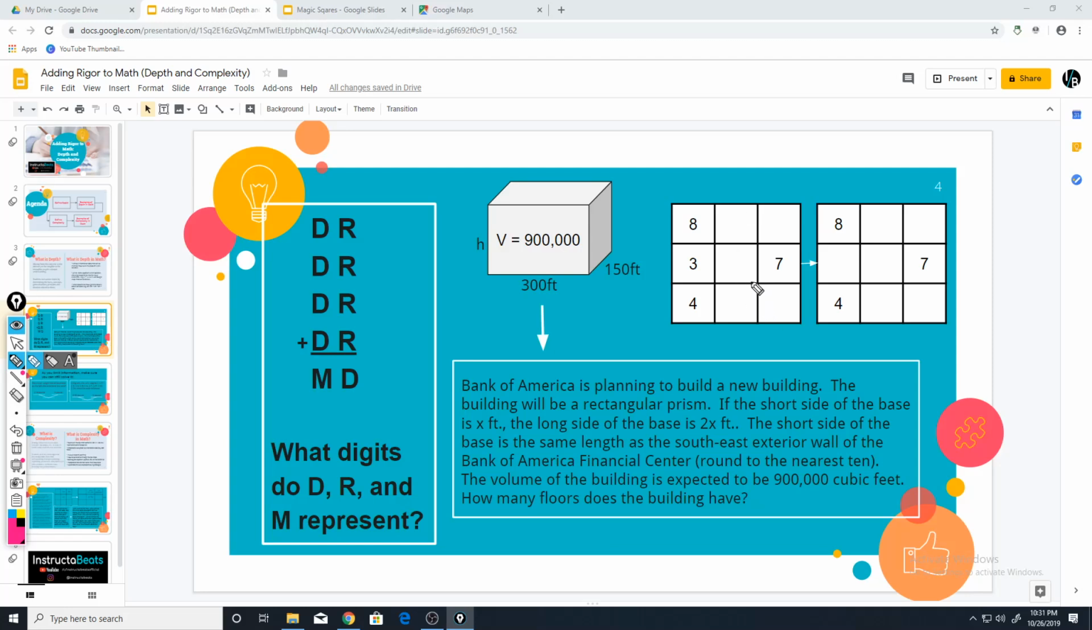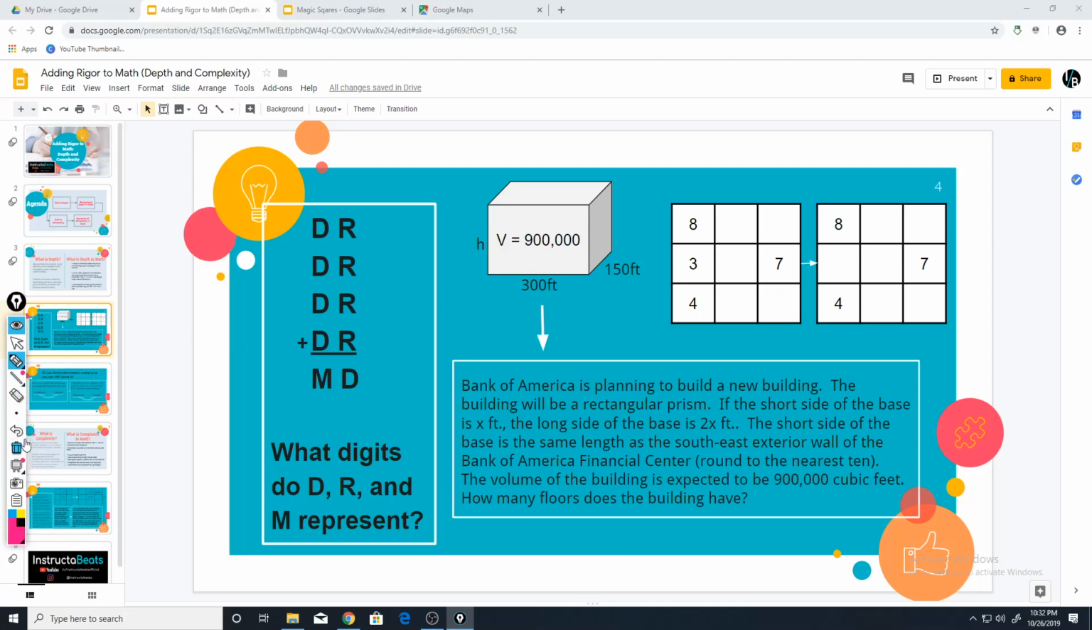Now in this magic square, I know the sum's 15, so I can figure out this middle number really easily. 3 plus 7 is 10, so the middle one is 5. Then I can figure out my diagonals easily. 4 and 5 is 9, plus 6 is 15. 8 and 5 make 13, plus 2 is 15. I can check my column here. 6 and 7 make 13, plus 2 is 15. And I can fill out the rest pretty easily.